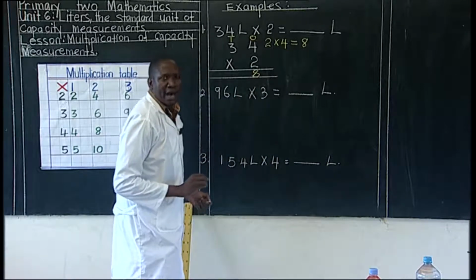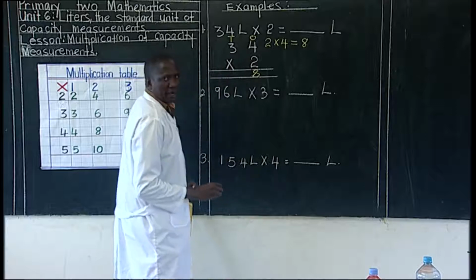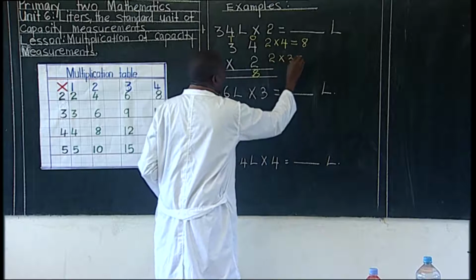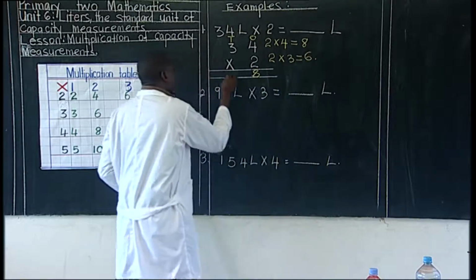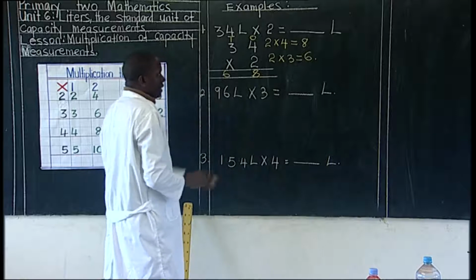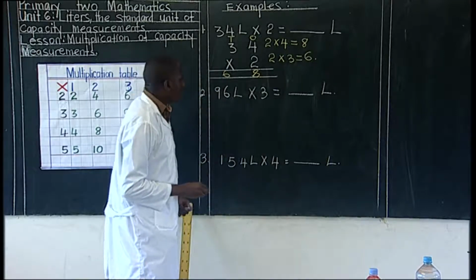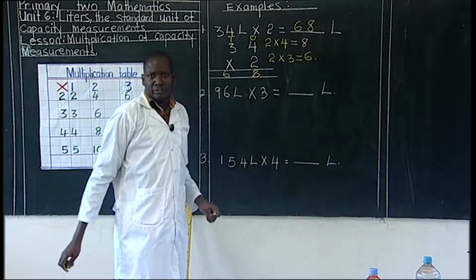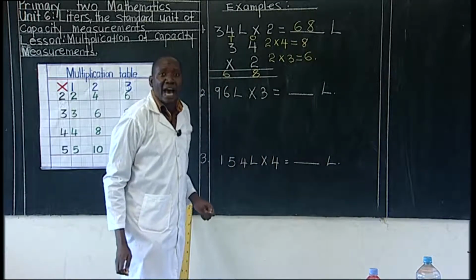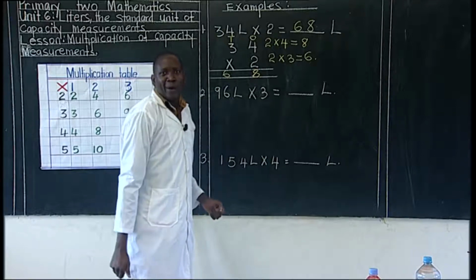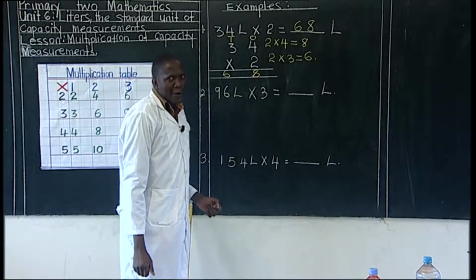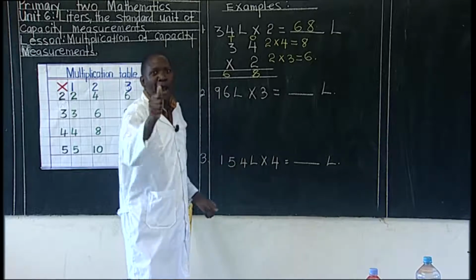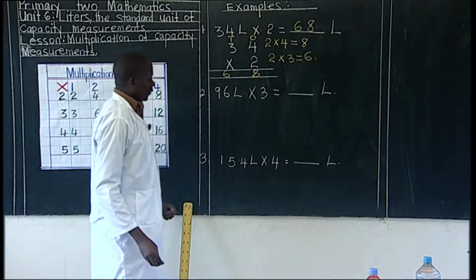Go to the tens now. 2 times 3. We shall say 2 times 3 equals 6. Put your 6 there. Then let's now go and fill in our answer. We shall have here 68 liters. Can you say 68 liters? Good. You are so good. I like the way you pay attention and the way you are observing and following. Wonderful. Let's go to number 2.